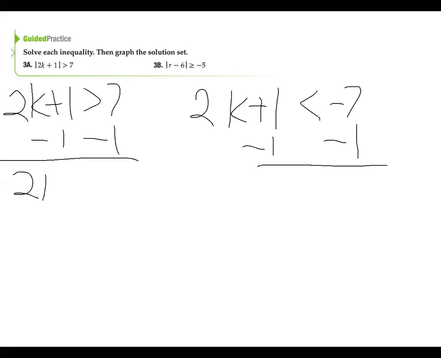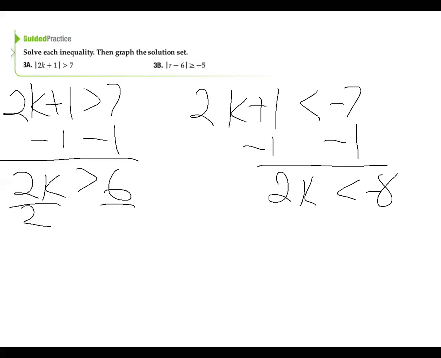You get 2k is greater than 6, and 2k is less than -8. Divide both sides by 2 on each case. Here you get k is greater than 3, and k is less than -4.